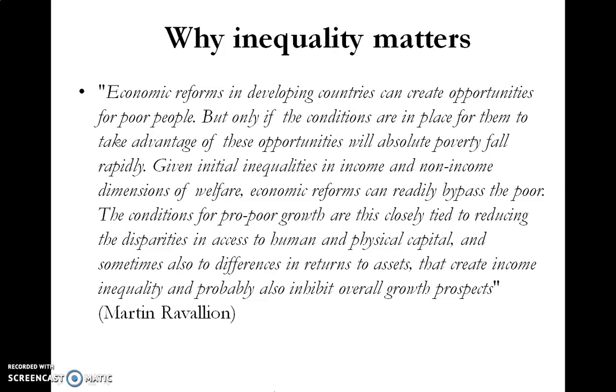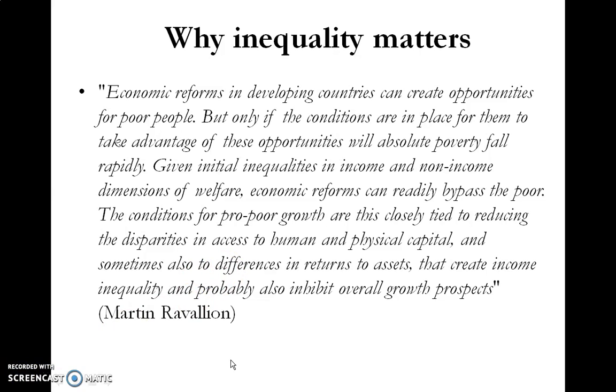Ravallion expresses himself so well that we are going to quote him verbatim about why he thinks inequality matters. Economic reforms in developing countries can create opportunities for poor people, but only if conditions are in place for them to take advantage of these opportunities. Only then will absolute poverty fall, and fall rapidly. Given initial inequalities in income, as well as non-income dimensions of welfare, economic reforms can easily bypass the poor. The conditions for pro-poor growth are thus closely tied to reducing the disparities in access to both human and physical capital, and sometimes also to differences in returns to assets that create income inequality and probably also inhibit overall growth prospects.